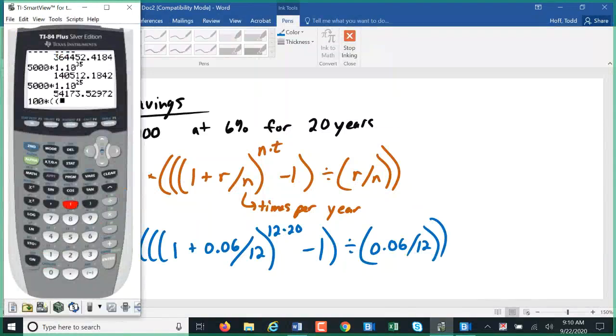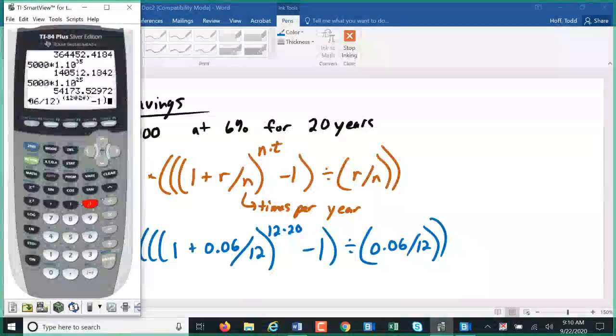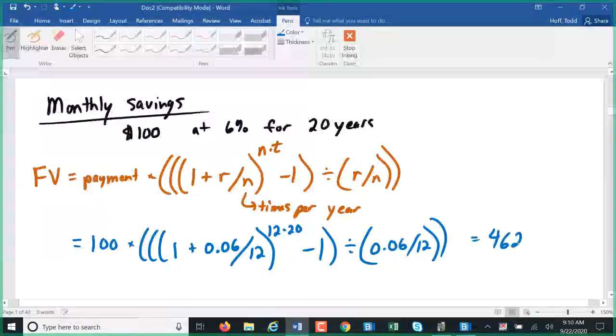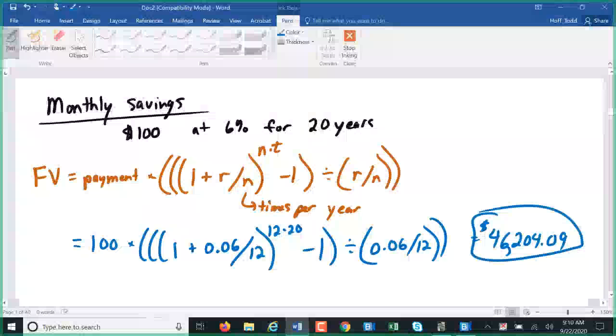$100 times 3 open parentheses, 1 plus 0.06 divided by 12, close parentheses, to the power of 12 times 20, close parentheses, minus 1, close, divided by, open, 0.06 divided by 12, close and close. That comes out to $46,204.09. That is our balance at the end of 20 years, just putting away $100 a month. Now, the opposite formula for that is the payments on a loan.